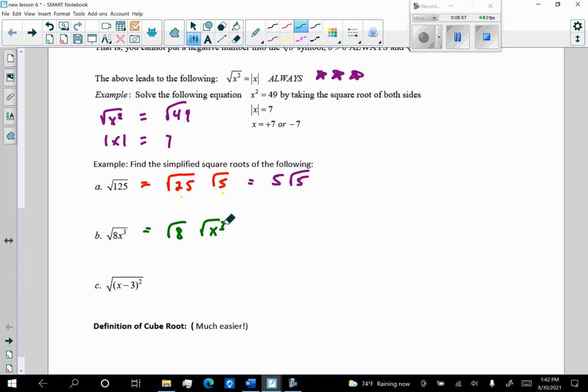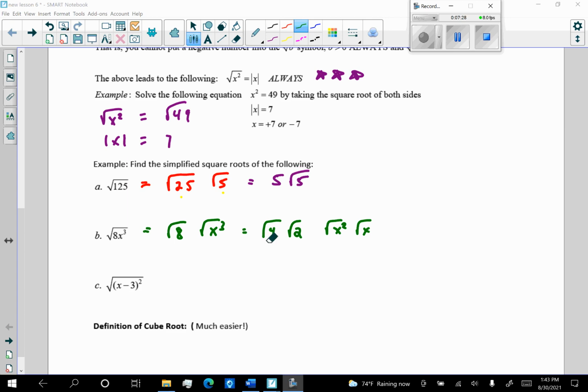Does 8 have perfect square factors? It does. 4, so this is going to be the square root of 4 times the square root of 2. Does x cubed have perfect square factors? X squared. So by a law of exponents, this is x squared times x. And we did that, heads wrapped around this last year in Algebra 2.